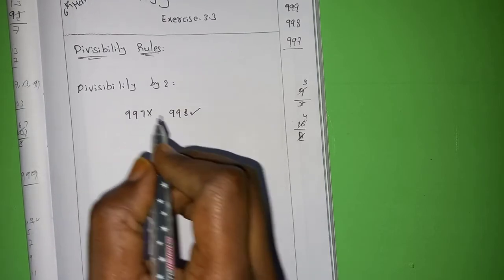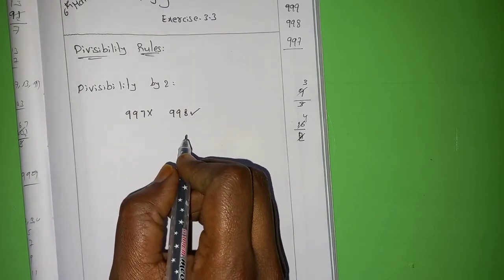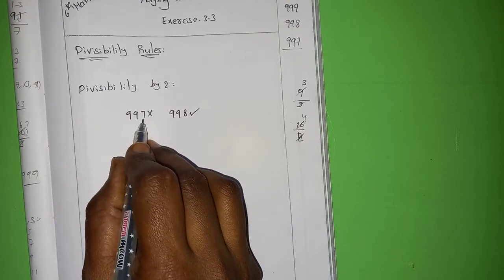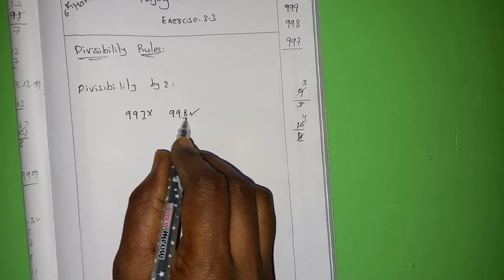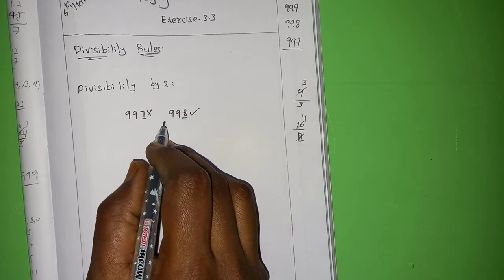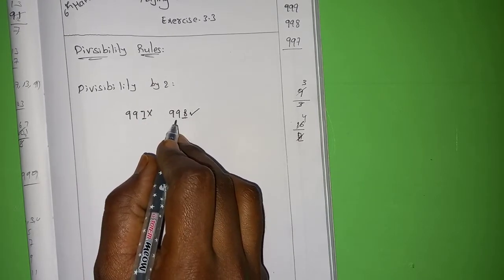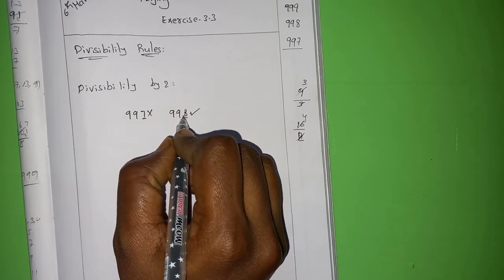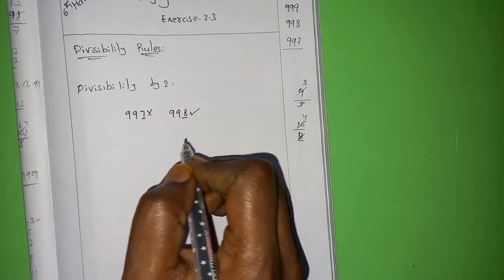Why? Because we already discussed all the even numbers are divisible by 2. Here the last number is 7, but here the last number is 8. So this is the situation here. This is an even number, so 998 is divisible by 2.